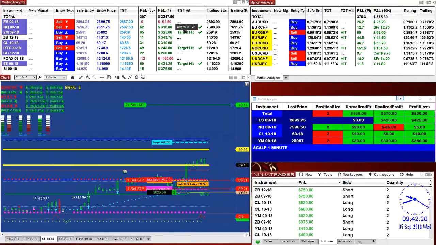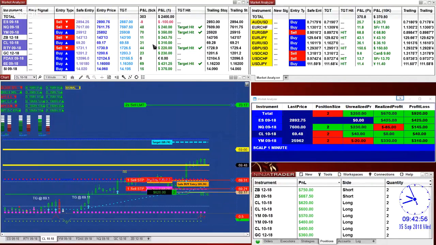Some of the targets already hit in the last 15 minutes. It didn't take that long to hit those targets. We have the NASDAQ hit 52 ticks, 68 ticks on the YM, and the Russell hit the target, and then we have the 6E hit the target. It's the same principle on the Forex.